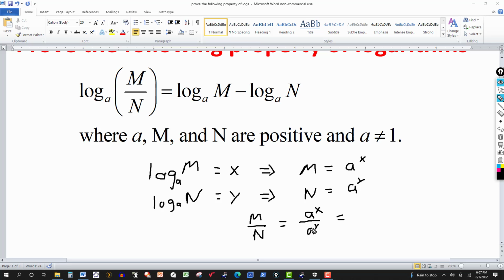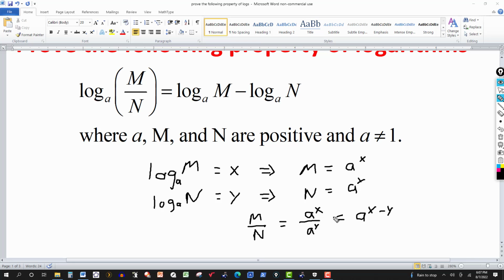Using the laws of exponents, when dividing powers of the same base, we bring down the base and subtract the exponents. So this is going to give me a to the exponent of x minus y. So now m over n is equal to a to the x minus y, and a is your base.